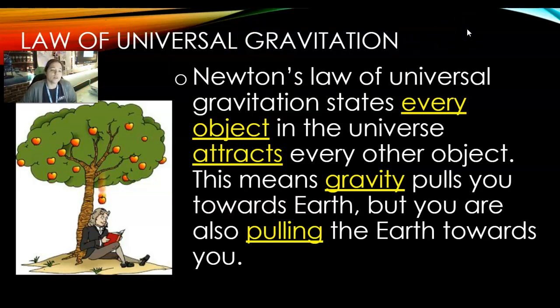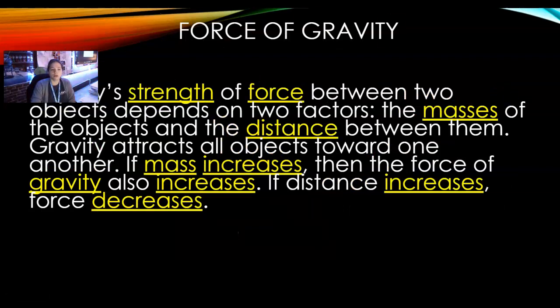So, the law of universal gravitation. Newton, like we said, he didn't discover it. He just realized it's going on everywhere. His law of universal gravitation states that every object in the universe attracts every other object in the universe. This means gravity pulls you towards Earth, but you are also pulling the Earth towards you. So not only is the Earth pulling the apple down, the apple is pulling the Earth up towards itself. All right?